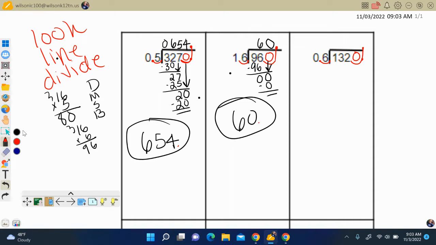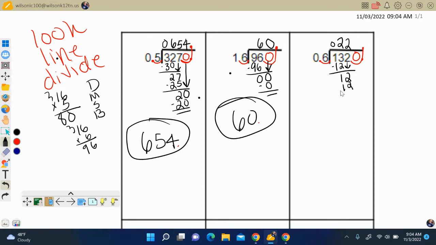Now all we have to do is divide. 6 can go into 13. 6 can go into 1 0 times. 6 can go into 13 2 times because 2 times 6 is 12. 13 minus 12 is 1. Bring down the 2. 6 can go into 12 2 times because 6 times 2 is 12.